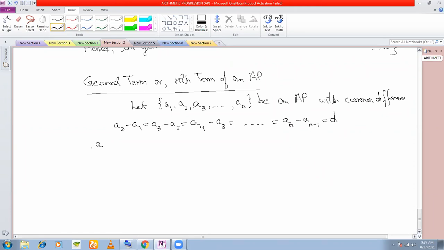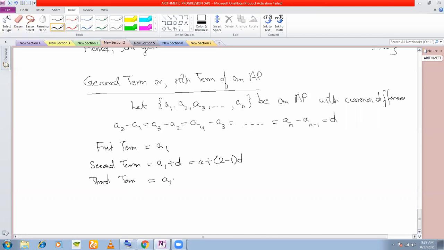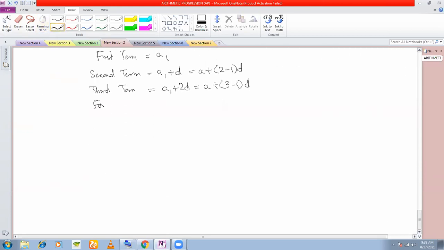Therefore, you know that the first term is A1, right? The second term is A1 plus D, which can also be written as A1 plus 2 minus 1 into D. The third term is A1 plus 2D, which can be written as A1 plus 3 minus 1 into D. The fourth term is A1 plus 3D, which can be written as A1 plus 4 minus 1 into D.